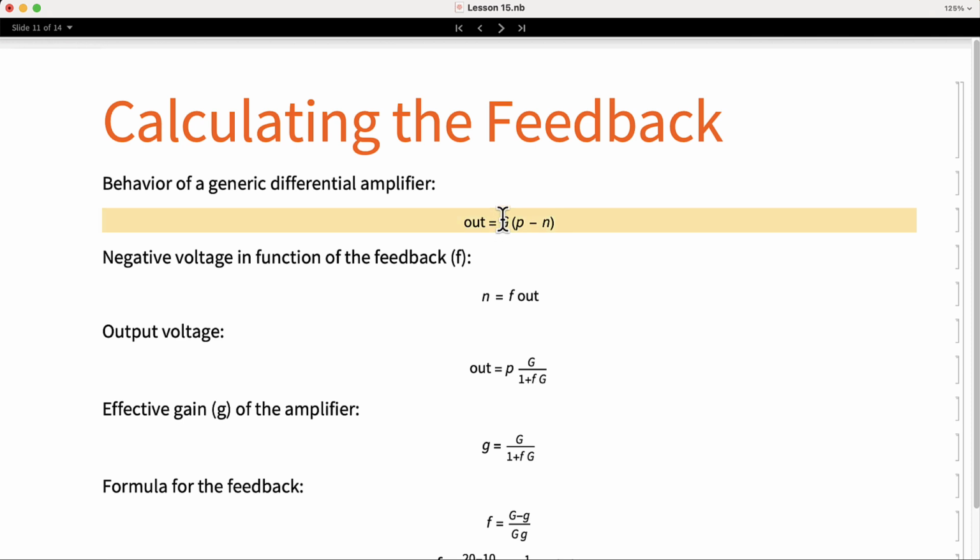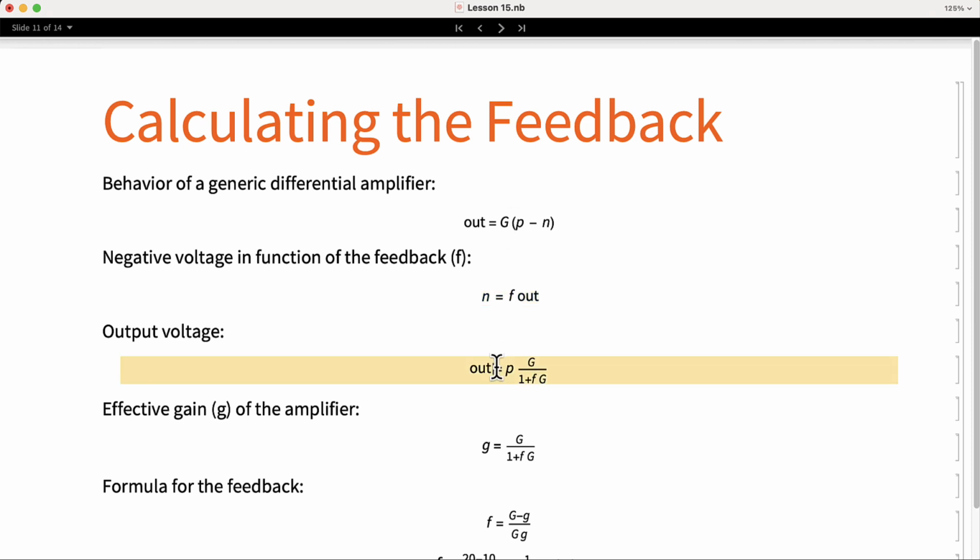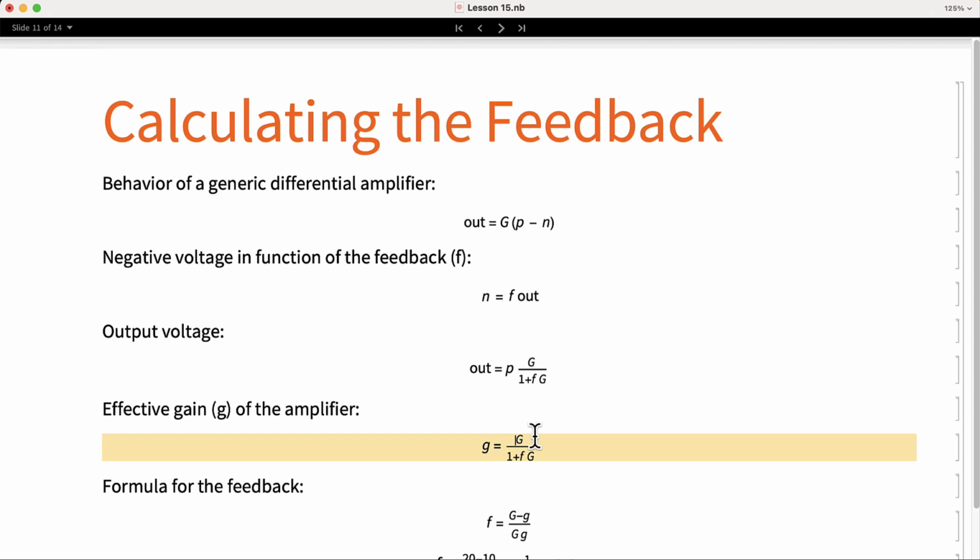The voltage at the negative pin is given by the output times the amount of feedback. Replacing that value into the initial formula and solving for the output voltage, we obtain the output voltage as a function of the feedback, the input voltage, and the gain of the amplifier. The effective gain of the amplifier, represented by the lowercase g, can be defined as follows: g = G / (1 + f·G).